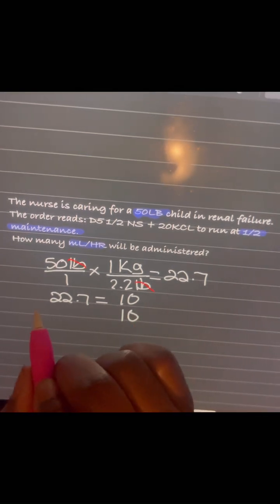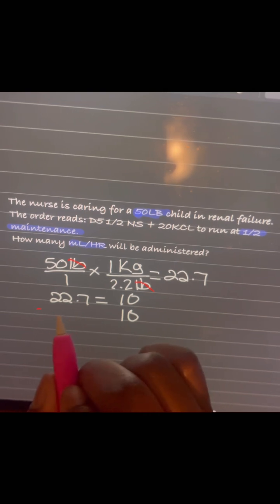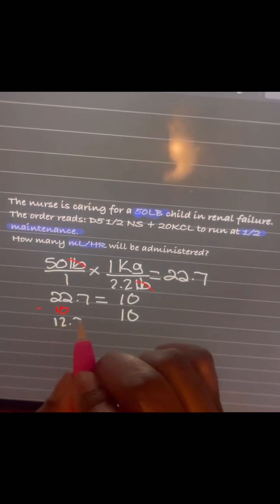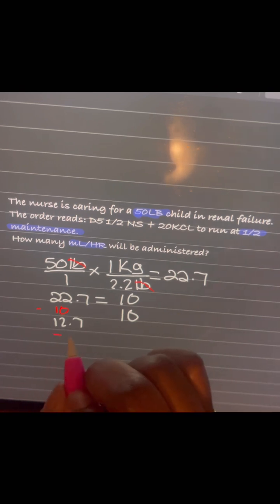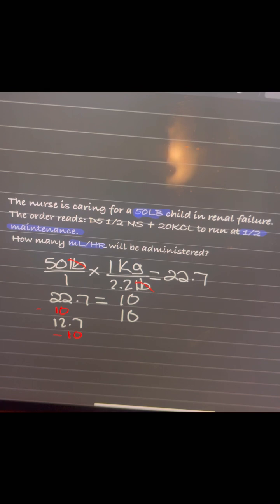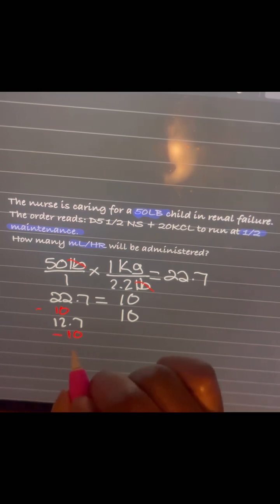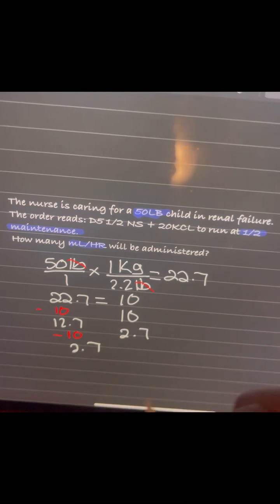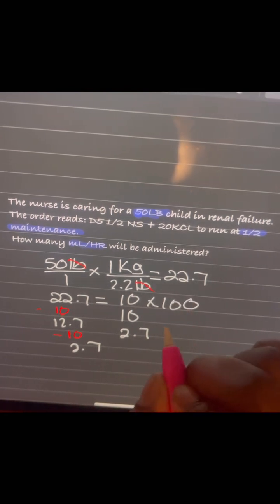So as you guys know, you subtract this 10 from here, you get 12.7. Hold on. You subtract 10, and that gives you 12.7. And then you subtract 10, and that gives you 2.7. So that is where I'm getting these numbers from. Hopefully that makes sense to you guys.